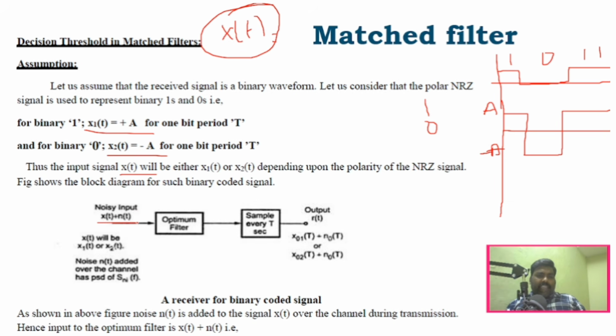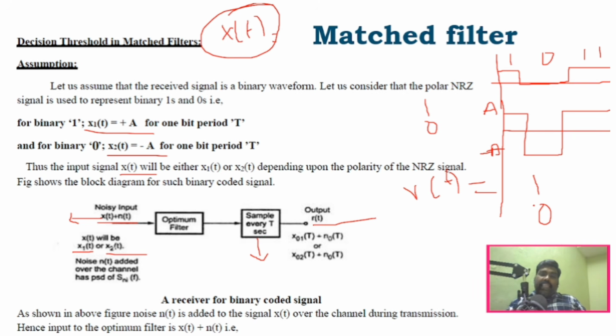x of t plus n of t will be there, right? And we already know this x of t can be either x1 of t or x2 of t. And that is sent to the optimum filter, right? And the output of this optimum filter will be sampled at t seconds, and then it will be checked as the output. Output is nothing but r of t, where r of t determines whether it is binary 1 or binary 0, right? So if it is above threshold, it will be considered as binary 1, and if it is below threshold, it will be considered as binary 0.